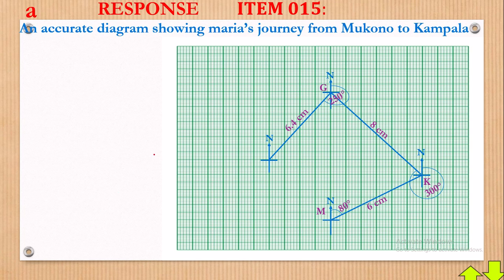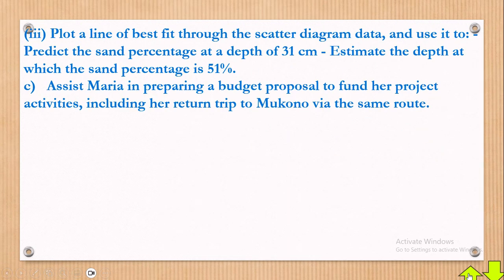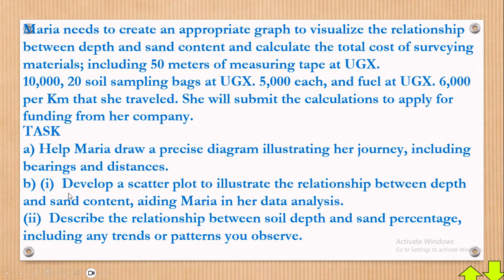With that, let's proceed. So part A is done. They only wanted us to show on the graph. So let's go and see what part B needs. Part B, they're saying, develop a scatter plot to illustrate the relationship between the depth and sand content in Maria's data. So they want a scatter plot.